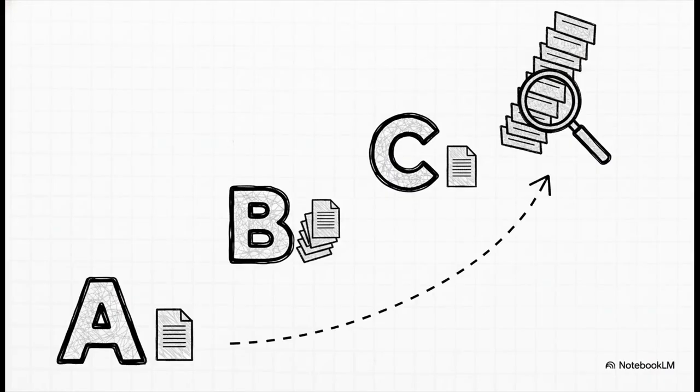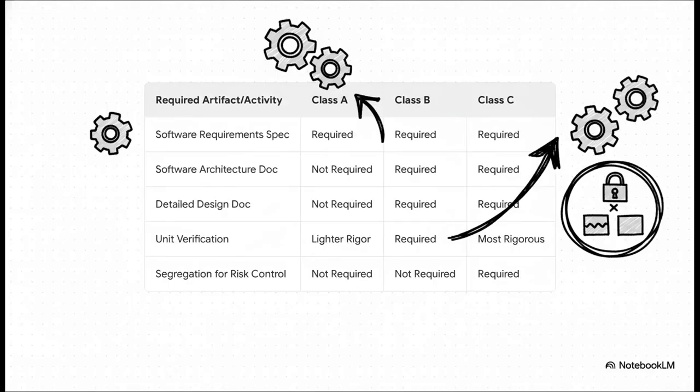The rule of thumb is super simple. As you climb the ladder from Class A to B and then all the way to C, the required paperwork gets deeper, the design process gets way more formal, and the testing becomes a lot more intense. Just look at this table. It spells it out perfectly.